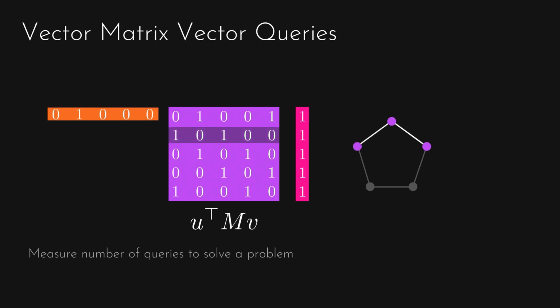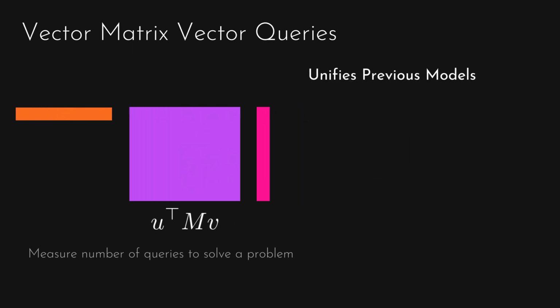What I really like about the UMV model is that it unifies many previously studied queries, and there's a huge literature on other query models. I can't do it justice in this short video, but let me mention a few examples. I just explained edge and degree queries. We can also access specific neighbors of a vertex or sample a uniformly random edge by using about log n UMV queries.